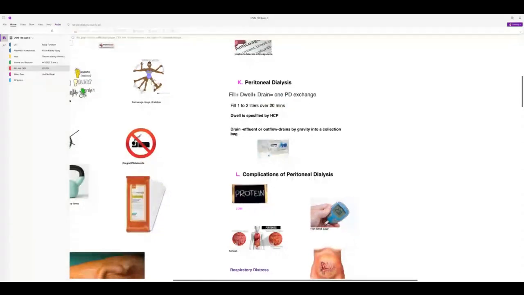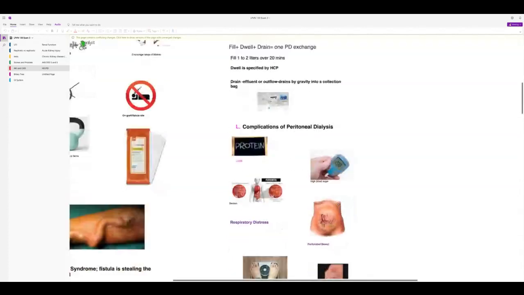When you're giving peritoneal dialysis, there's something called the fill, and that's when you fill the peritoneal cavity with the fluid. Then you dwell however long the provider wants, like a 30-minute dwell. So you leave the fluid in for 30 minutes. Then you drain it. That equals 1 PD exchange. So you fill 1 to 2 liters over 20 minutes, and the dwell is specified by the provider. Then when you drain, that's called effluent or outflow, and it drains by gravity into the collection bag.